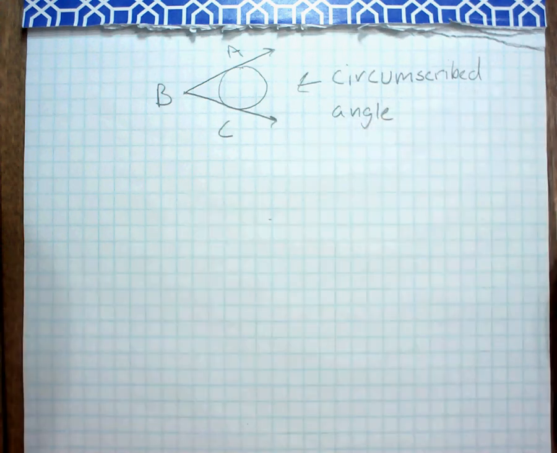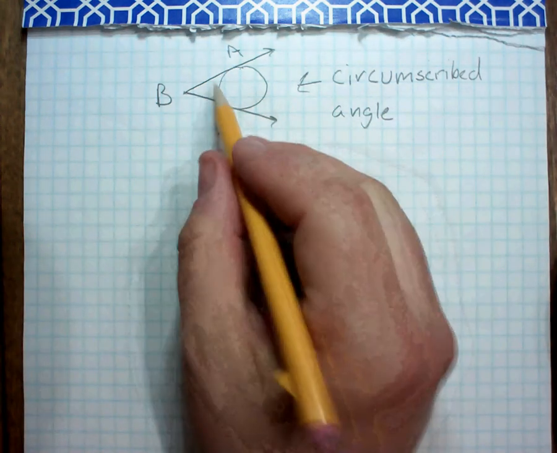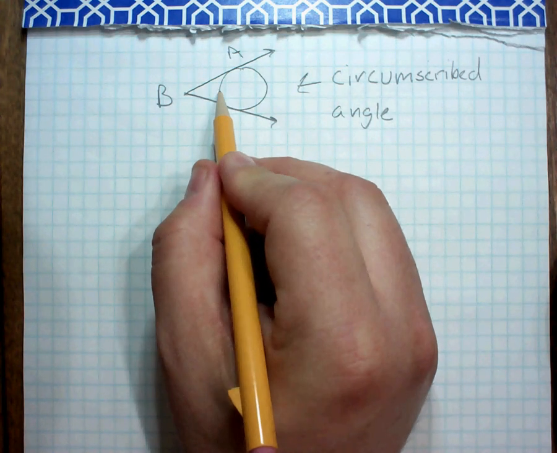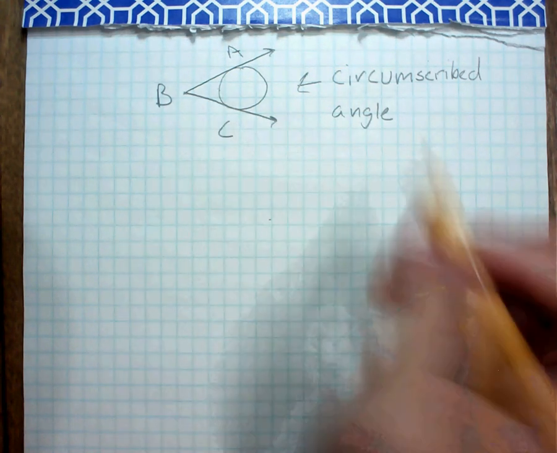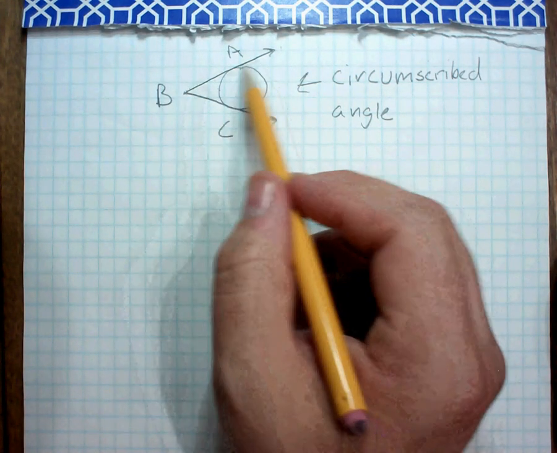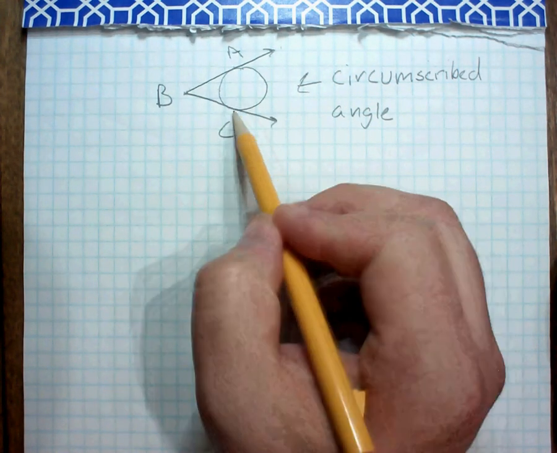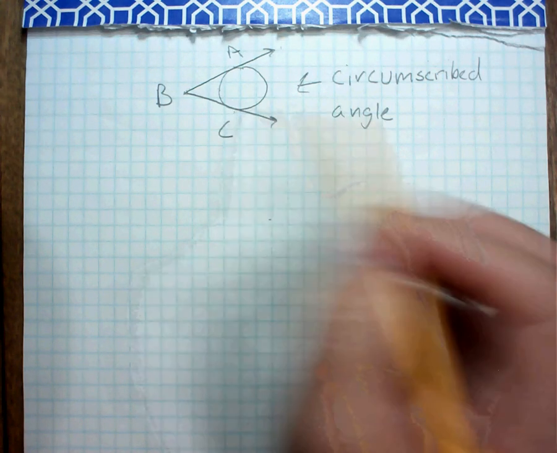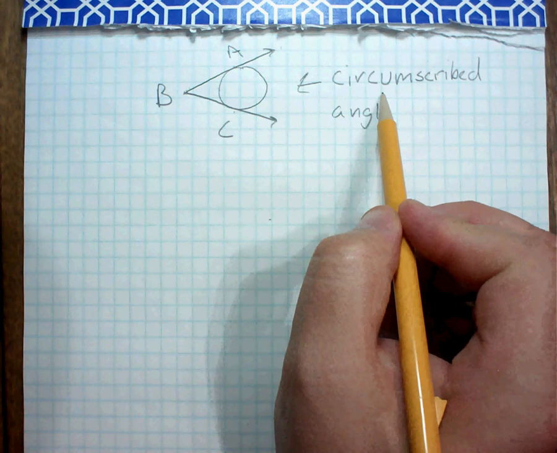So before, when we had an angle that was on the inside and the vertex was on the circumference or the perimeter of the circle, we called that inscribed. But when you have an angle that's outside of the circle and the actual rays of that angle intersect at one point on the circle, we would call that a circumscribed angle.